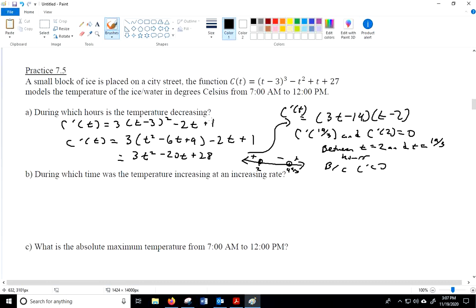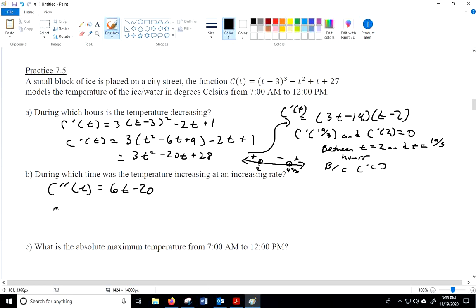All right, during which time was the temperature increasing at an increasing rate? Increasing at an increasing rate. Well, we know that the temperature was increasing from 0 to 2, and then it's increasing from 4 and 2/3 to 5, because that's the last hour, right? Well, let's find the second derivative. And I'll use this expanded version. 6t minus 20.